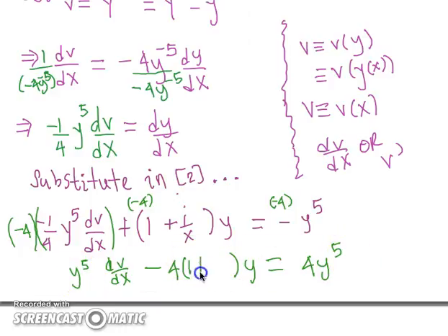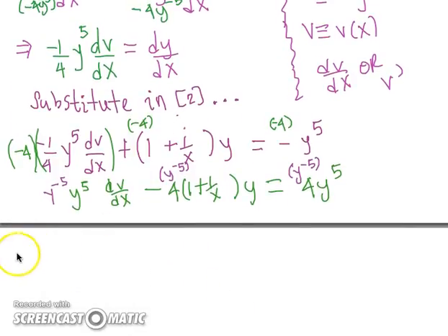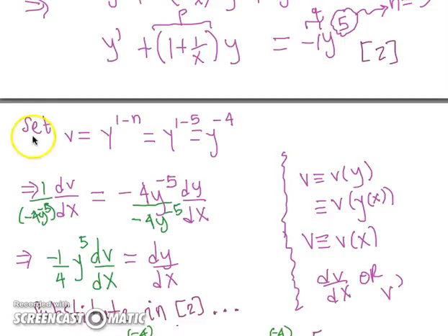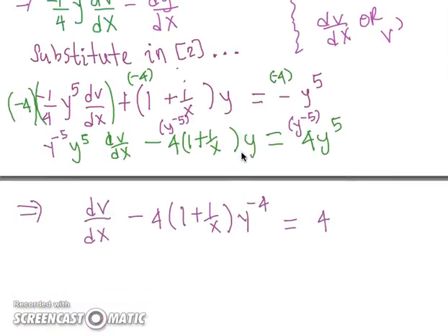And so the next thing that we can do is to divide or multiply by y to the 5th, or multiply by y to the -5. So we multiply by y to the -5 in every term of both sides of these equations, and that would lead, right? This implies that we have derivative of v -4 times quantity 1 plus 1/x times y to the -4 equals 4. But let's remember that our definition of this new variable v is exactly defined as y raised to the -4. So we can rewrite this expression here. So we have derivative of v -4 times this expression times v equals 4.